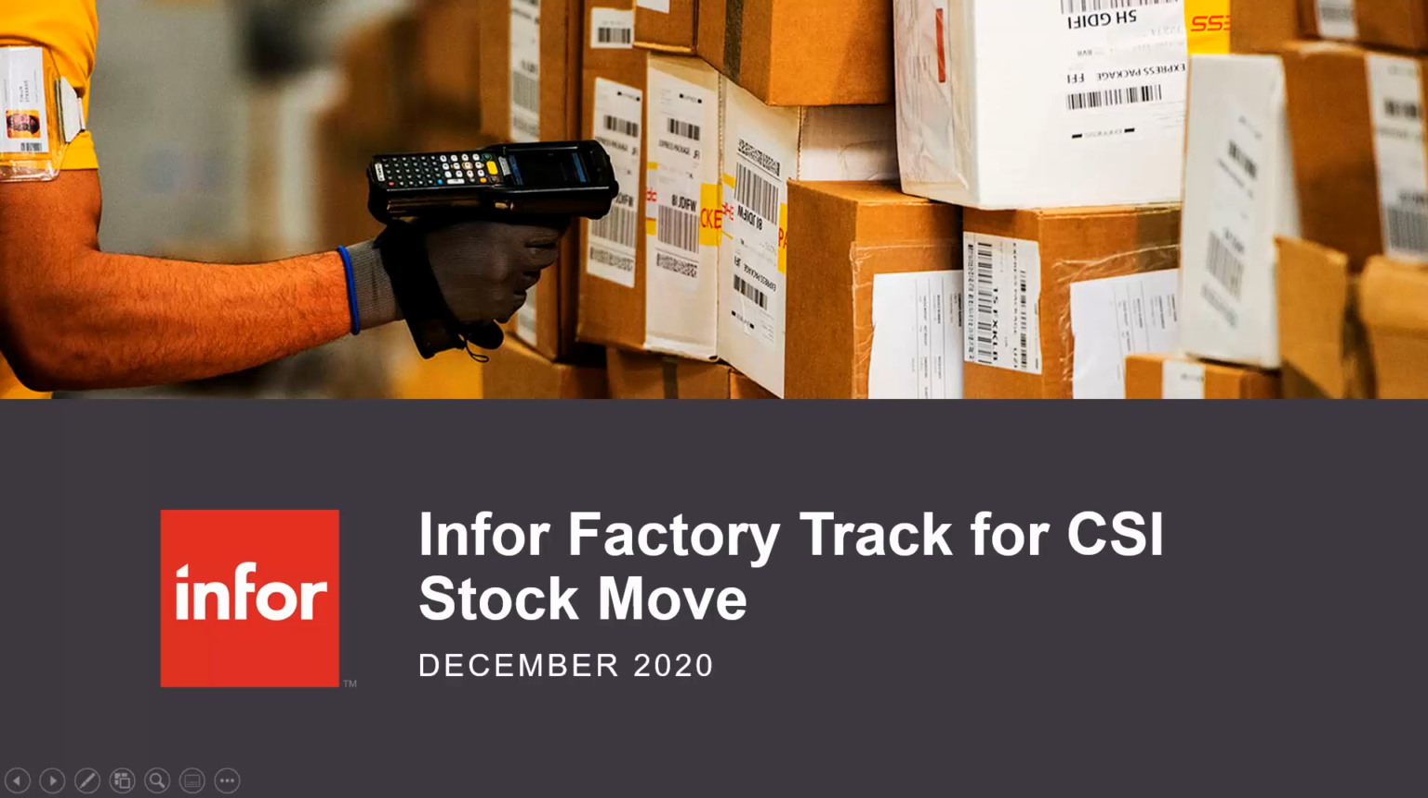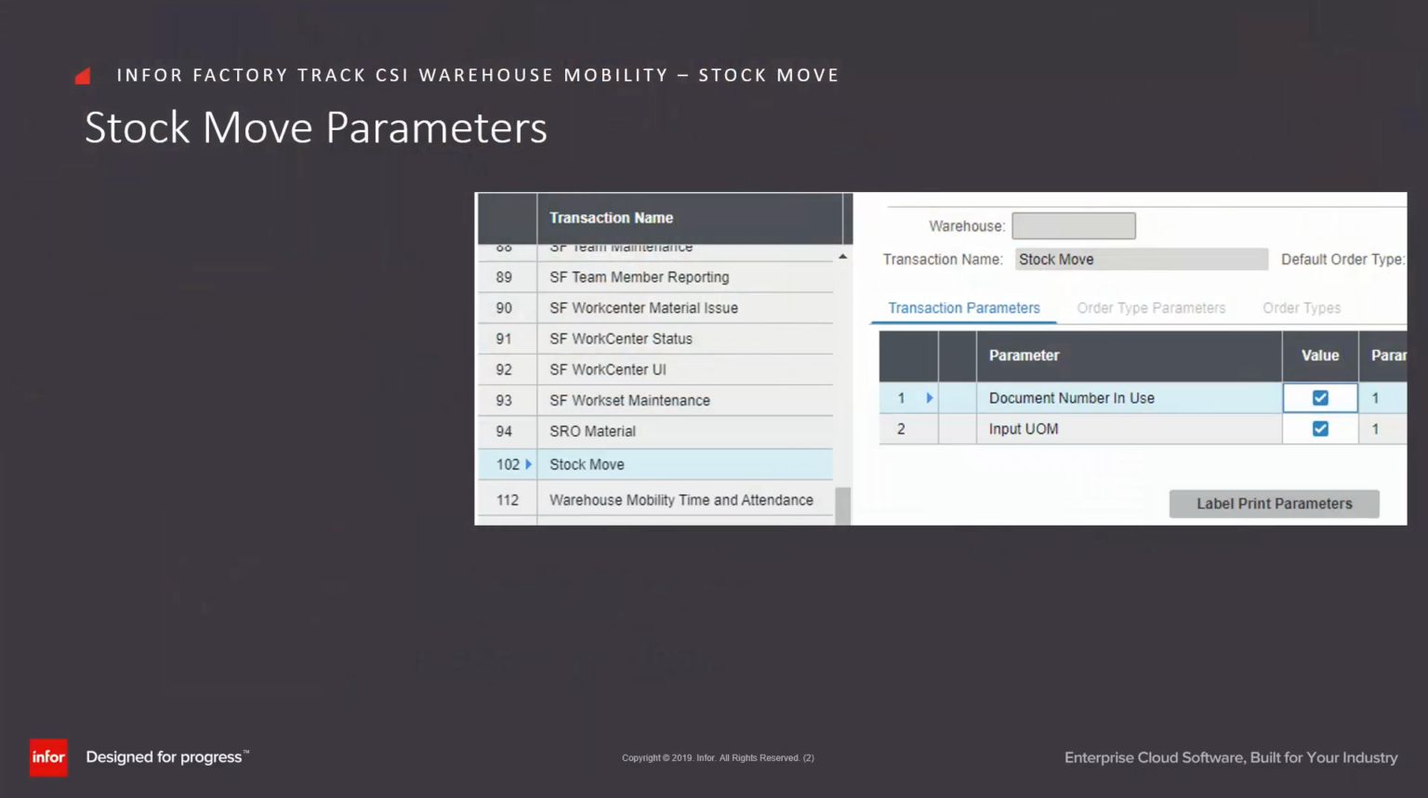Infor Factory Track for CSI stock move. To move material from one location to another location within a warehouse, use the stock move transaction. Factory Track has a few stock move parameters that control displayed fields.